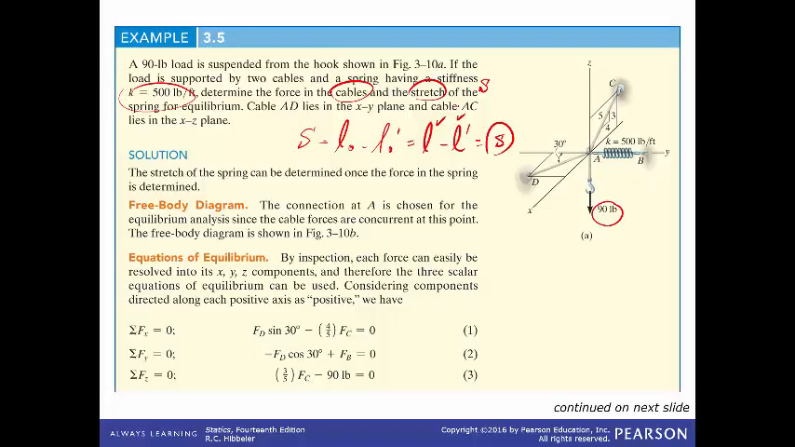So a couple of things to note here are that this cable AD is in the XY plane, so no Z coordinates, and this cable AC is in the XZ coordinates, so it has no Y coordinates. So this is Y and this is Z, so it makes it a little easier. Okay, so let's go ahead and solve this.